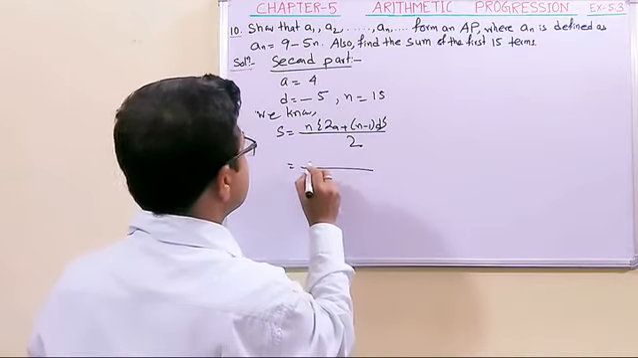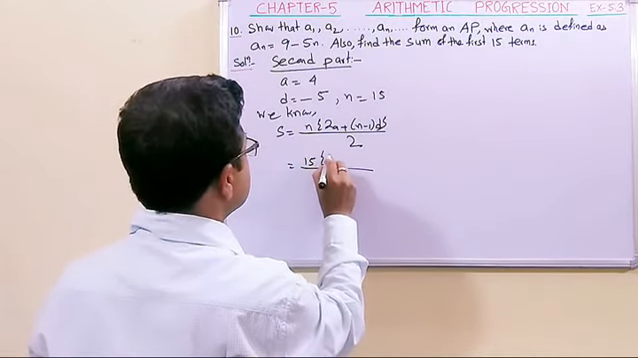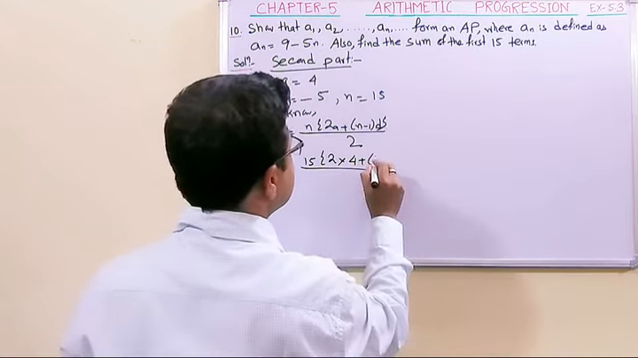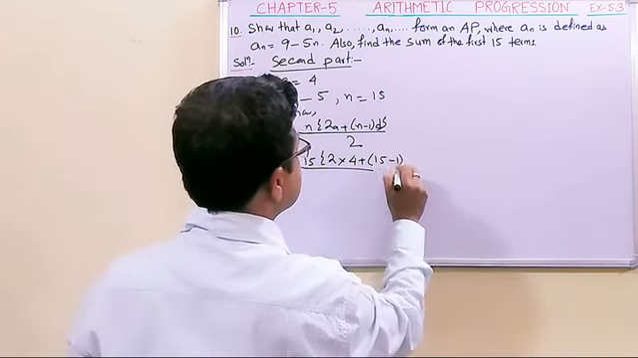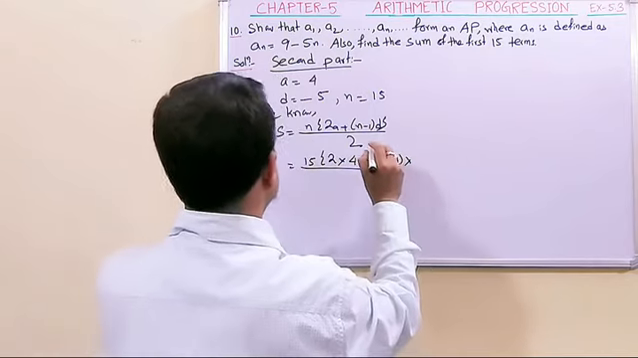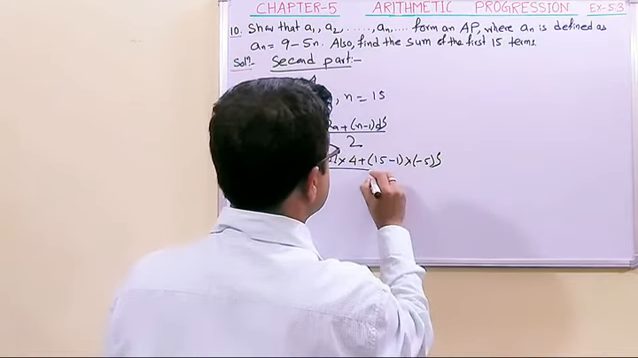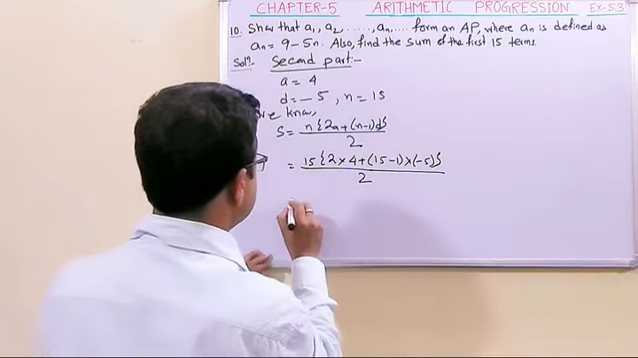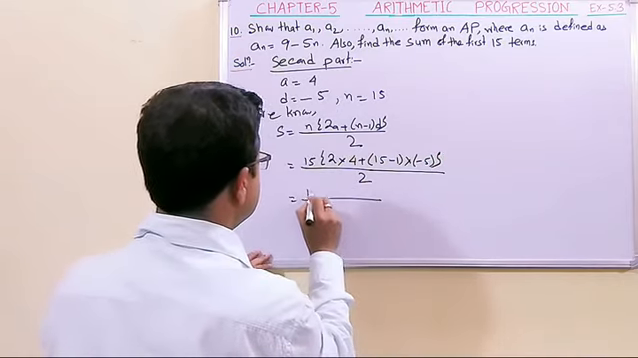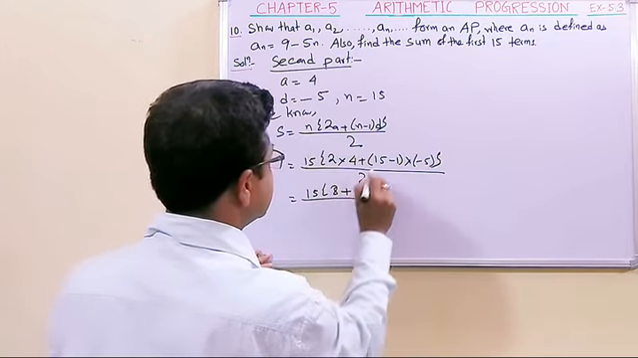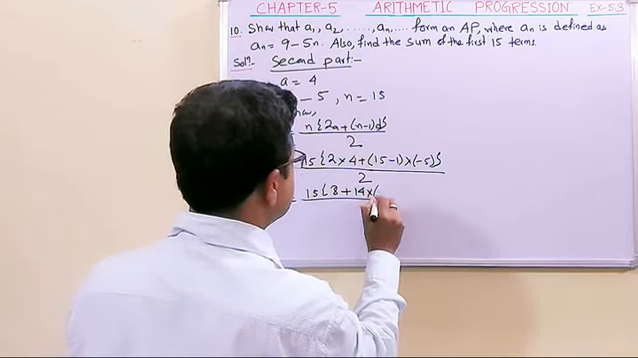So in place of n, let us write 15. 2 into a, is 2 into 4. n is how much? 15 minus 1, into d, which is minus 5. Okay students, we just have to simplify now. Main part we have done. 2 into 4 is 8. This is 14 into minus 5.